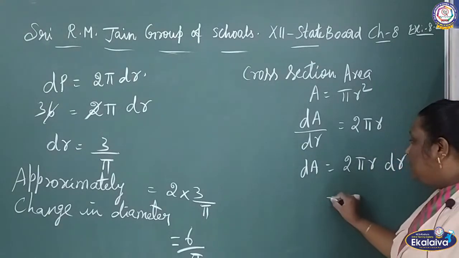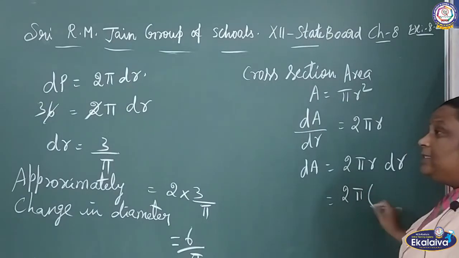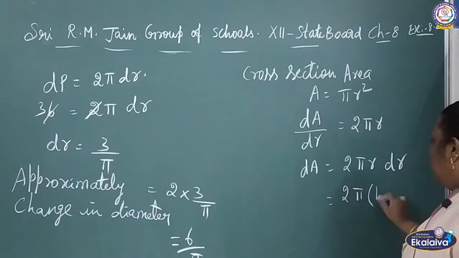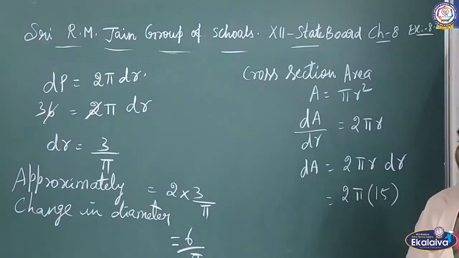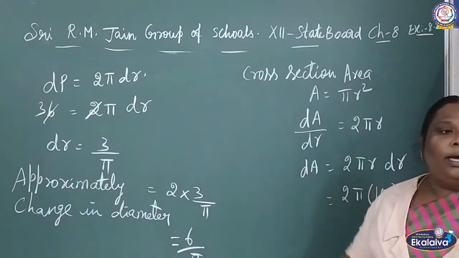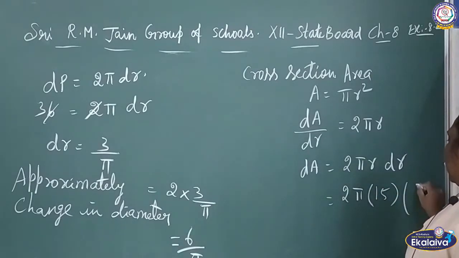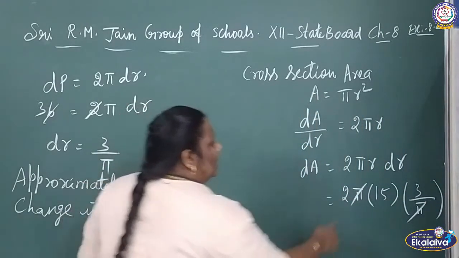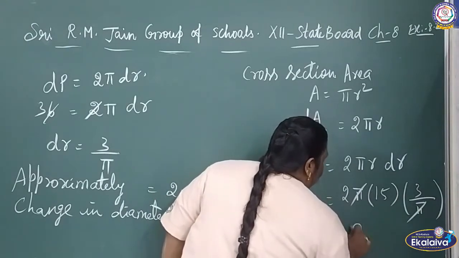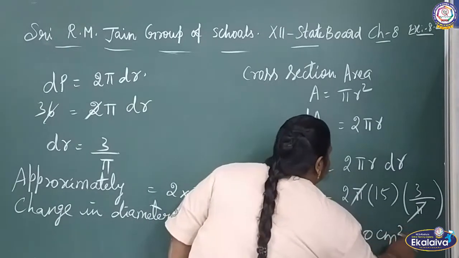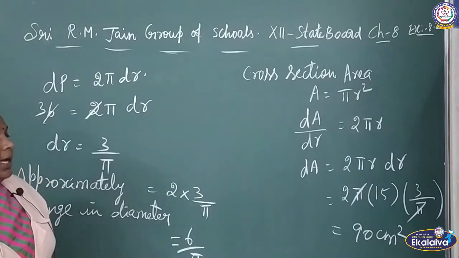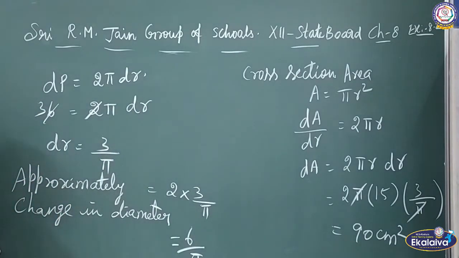So you will substitute 2 pi, what is that? The diameter is 30 centimeter, so radius is 15, into dr. dr is nothing but what? 3 by pi. Pi gets cancelled. So what is the value we are getting here? See, 15 2s are 30, 90 centimeter square. That is the change in area. 90 centimeter square is the change in area.